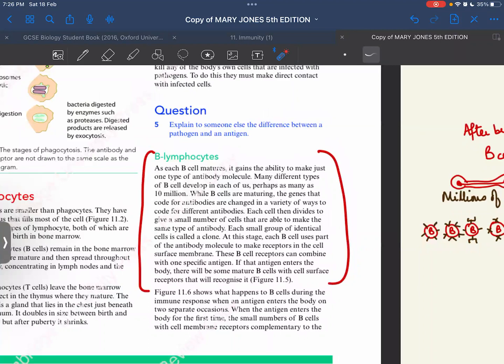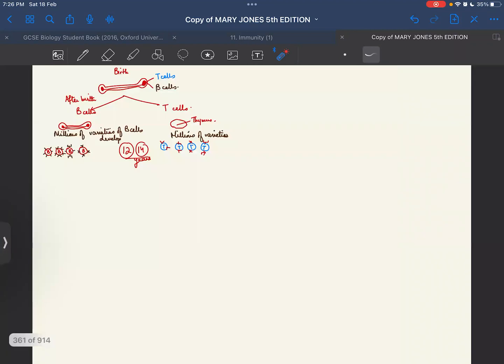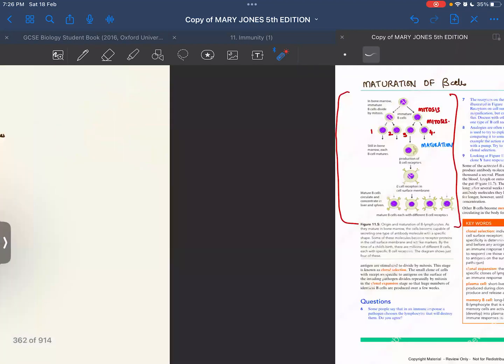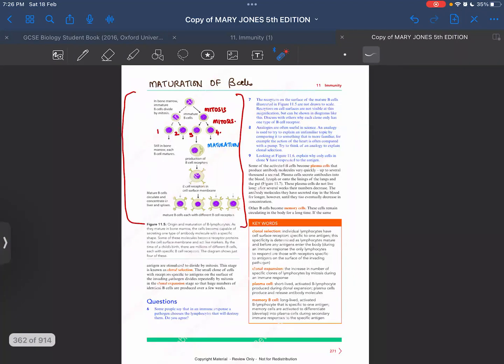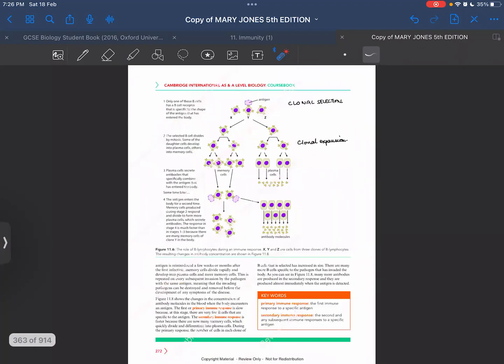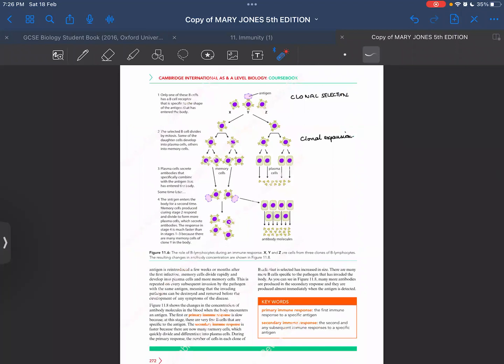Now let's move to clonal selection and clonal expansion. अब हम इसकी दूसरा वो करते हैं. हमने पीछे क्या कर लिया? What we have covered up till now is B cell maturation. Now we'll do B cell clonal selection and B cell clonal expansion.